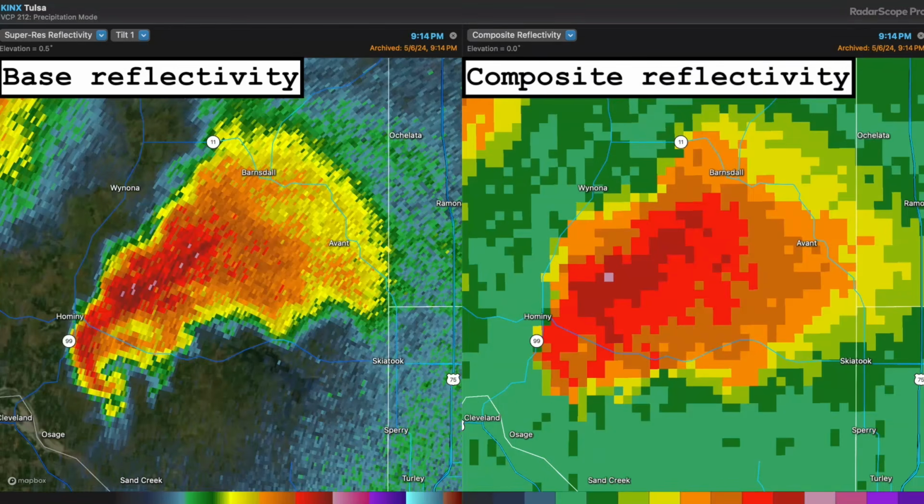For instance, on the left is a base reflectivity image of a tornadic supercell with a very well-defined hook echo. On the right is the same supercell displayed using composite reflectivity, and as you can see, the storm just looks like an amorphous blob of precipitation with no evidence of a hook echo. Also, composite reflectivity tends to overestimate the quantity of precipitation that may be falling at the surface.